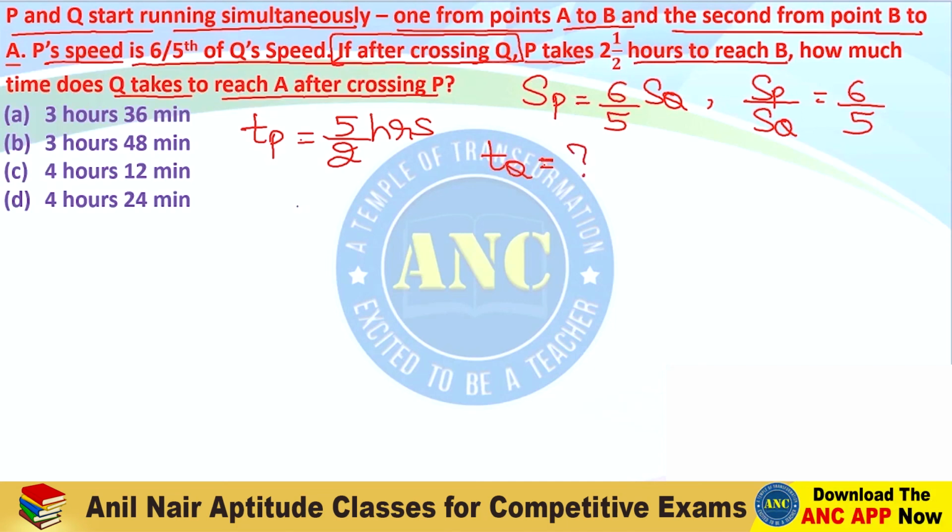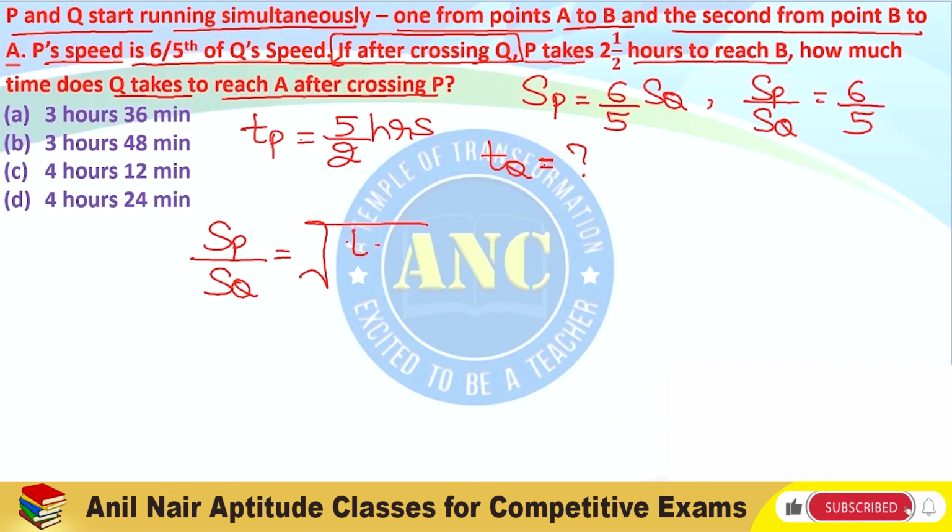Now it's a very simple explanation once again. Speed of P divided by speed of Q is equal to the square root of time taken by Q divided by time taken by P. Whatever speed ratio you have written on the left hand side, reverse it and write it as the time ratio on the right hand side along with the square root. This is after meeting.